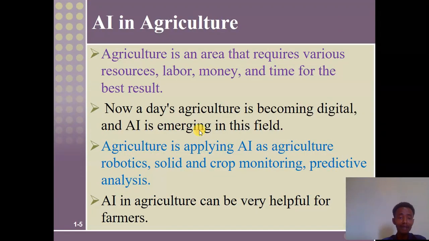So the second area where artificial intelligence can be applied is agriculture.